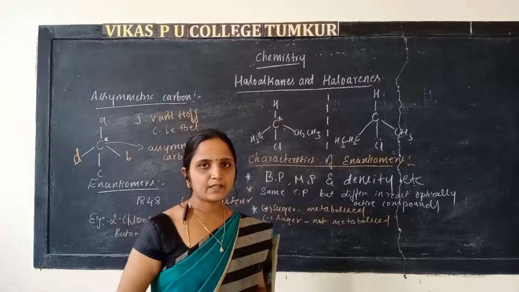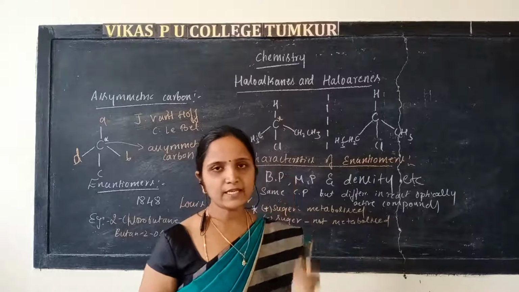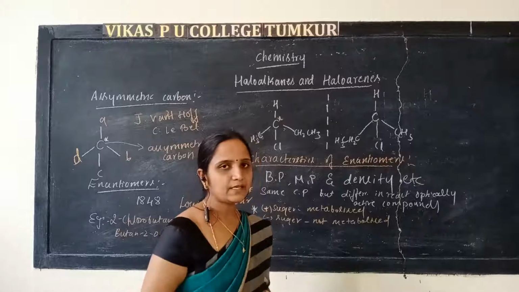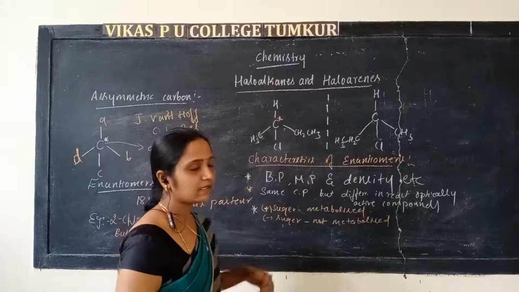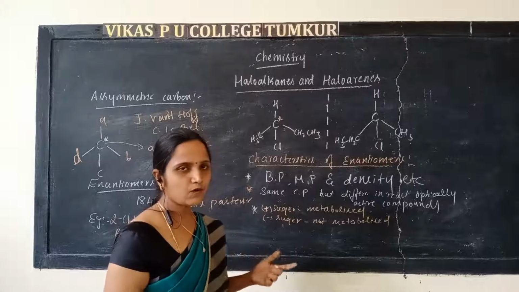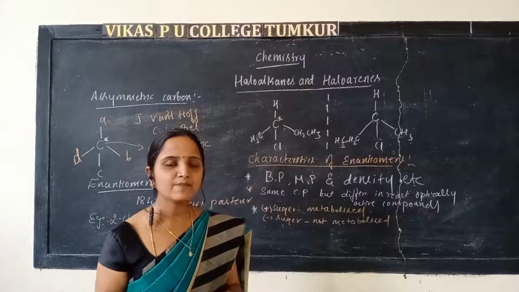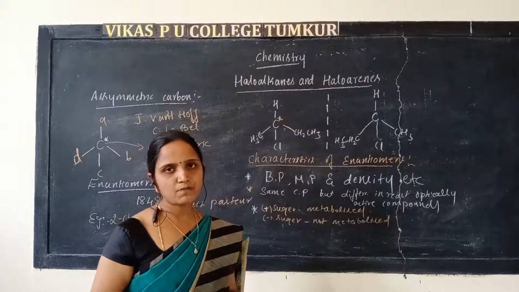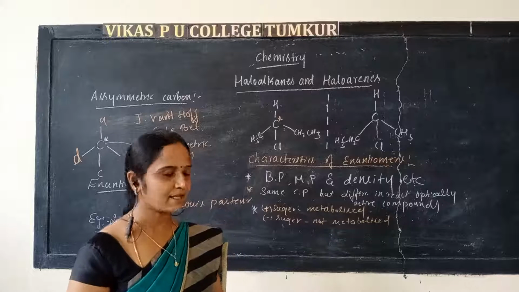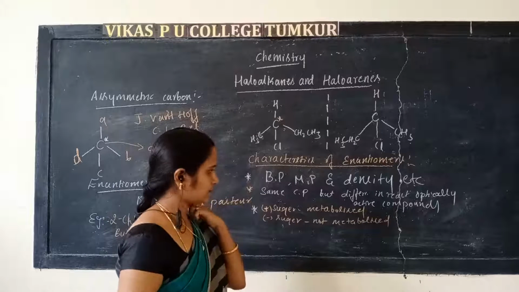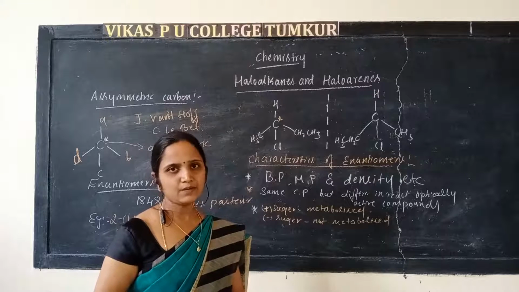Another example is levochloromycetin. Levochloromycetin is active against pathogenic bacteria, but dextrochloromycetin is inactive against pathogenic bacteria. This is the example showing that enantiomers have different biological properties.